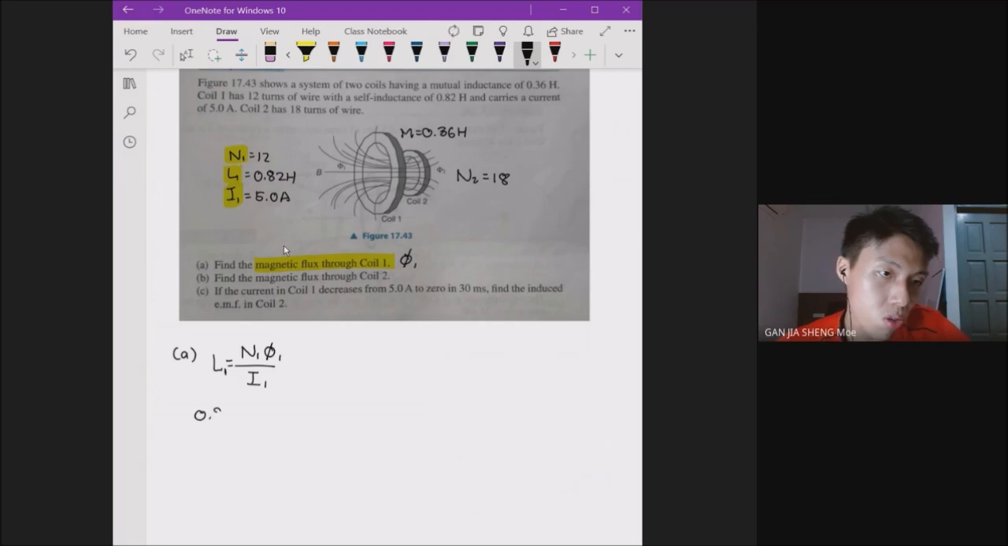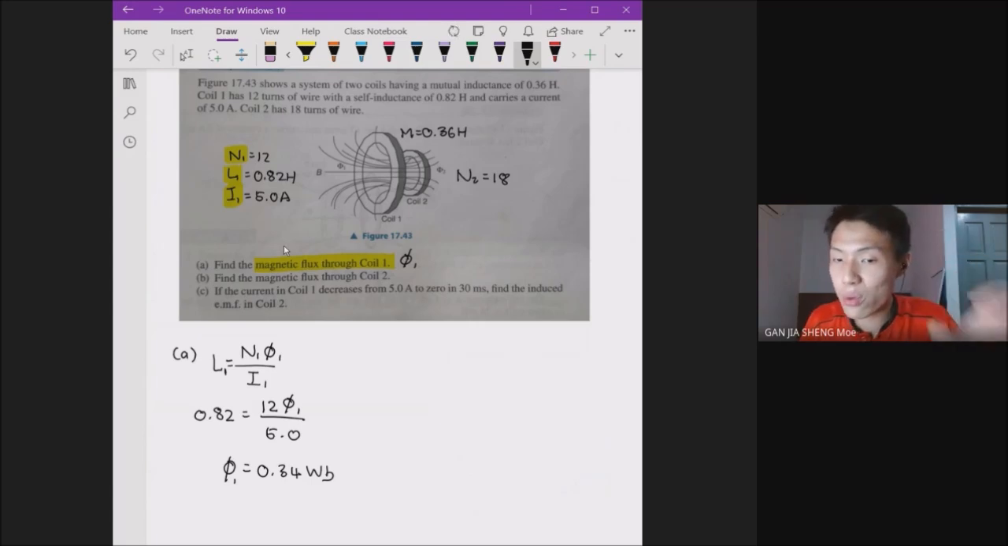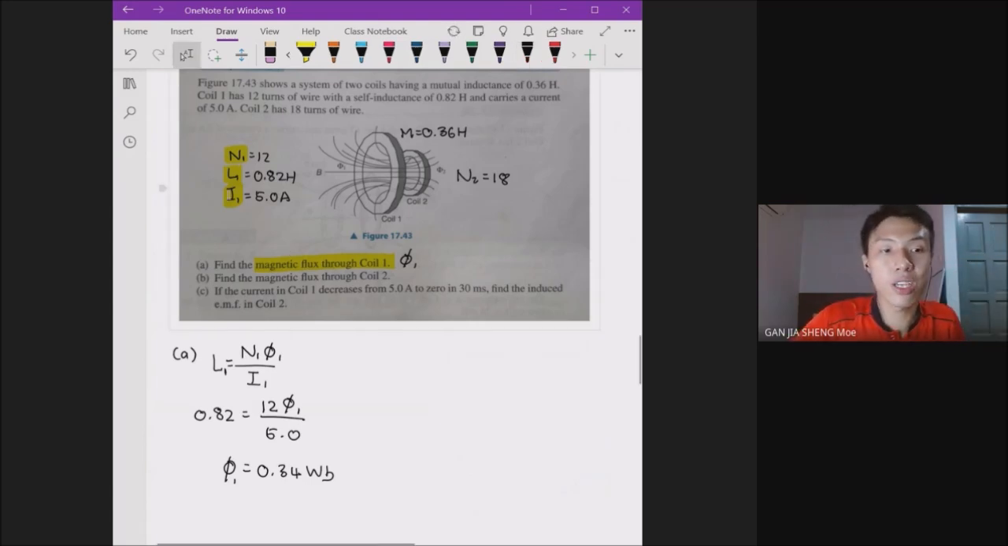So 0.82, 12, and the current is 5.0. So you should find the answer equals 0.34 Weber. That is the magnetic flux through coil 1. Okay, so in this question, I'm not using mutual inductance, even though it's a mutual inductance setup, but you know that each coil will have its own self-inductance. So if you know everything regarding one of the coils and you're asked to find the magnetic flux, you can just use the self-inductance. Don't restrict yourself to mutual inductance.